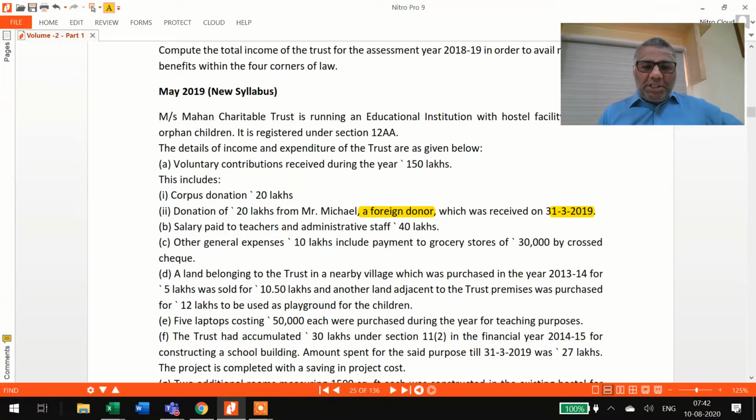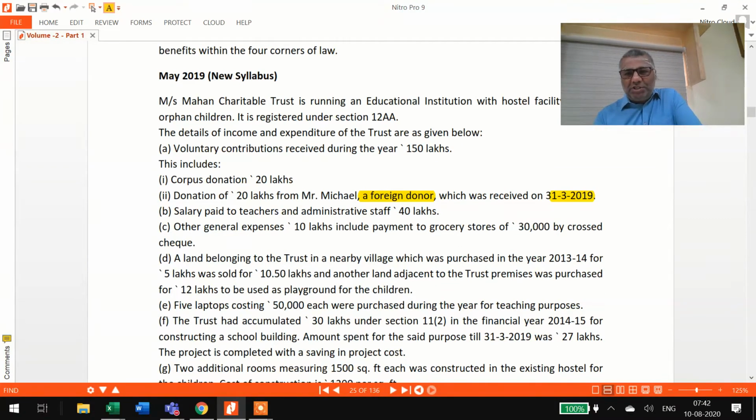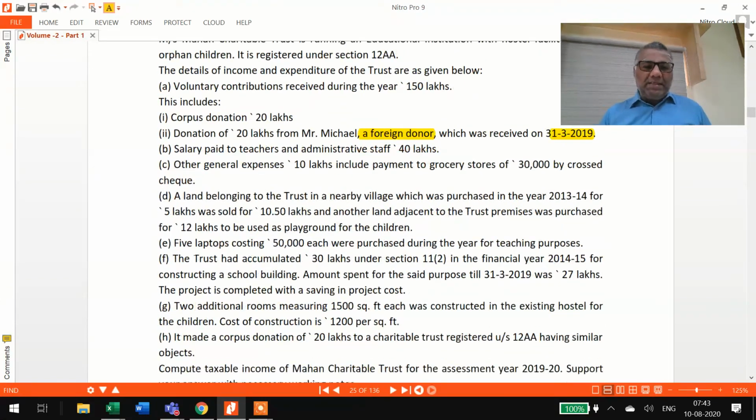Salary paid to teachers and administrative staff. Other general expenses include grocery stores, 30,000 by crossed cheque. Crossed cheque is not acceptable. A land belonging to the trust in a nearby village, which was purchased for 5 lakhs, was sold for 10.5 lakhs, and another adjacent land to the trust premises was purchased for 12 lakhs as the playground. I'm going to come to that capital gains computation. It is exempt. If you invest, it is exempt. If you invest, you can claim the exemption.